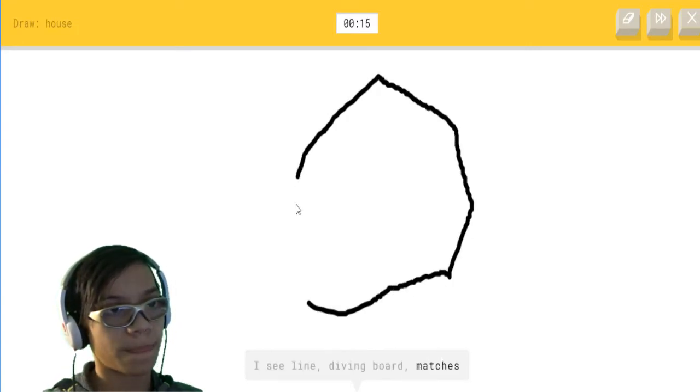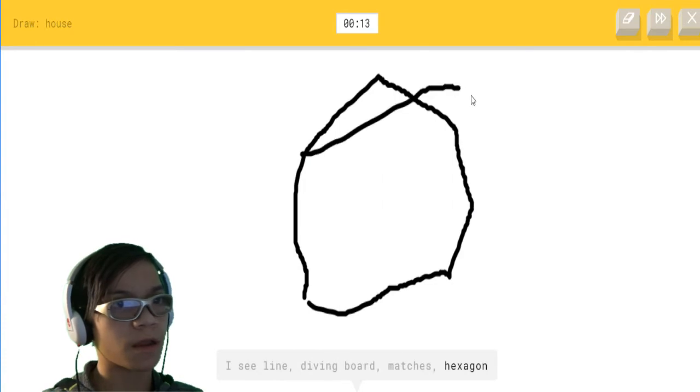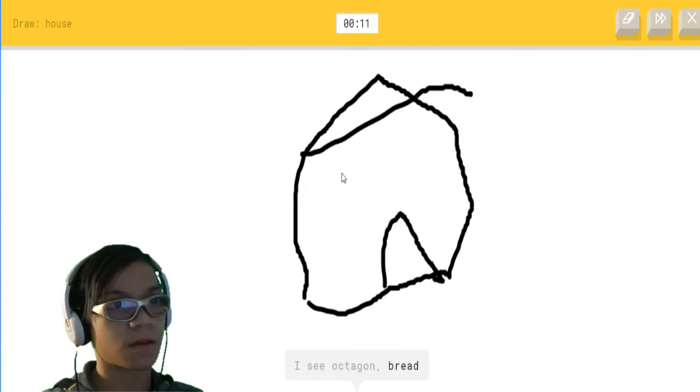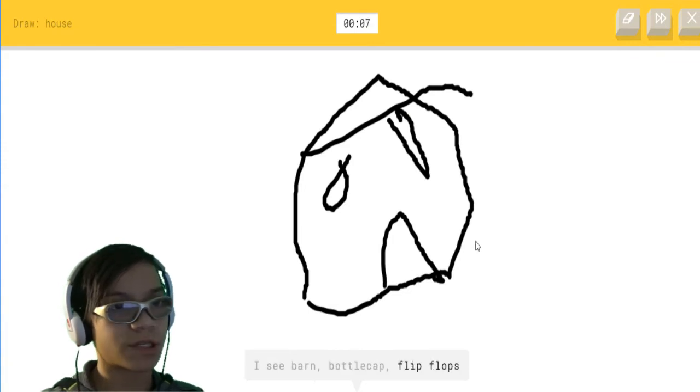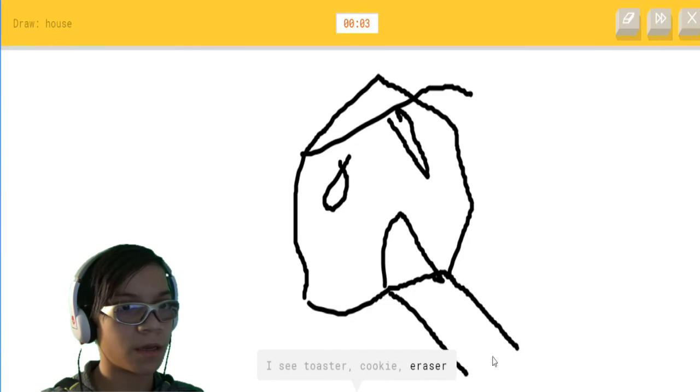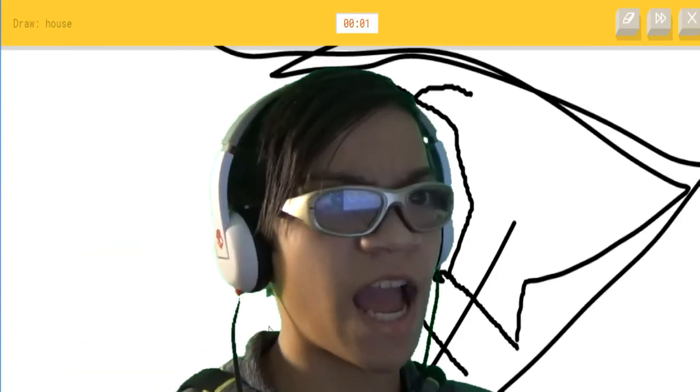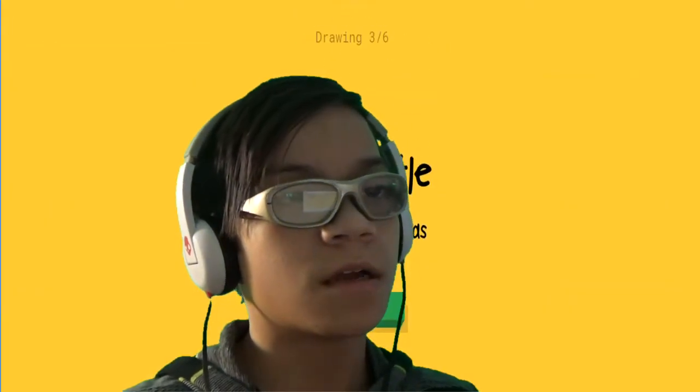Alright, house. I see line. Or diving board. Or matches. Hexagon. I see octagon. Or bread. I see barn. Or bottle cap. It's a house! Flip-flops. Or compass. I see toaster. Or the little cookie. Walkway. Or eraser. Or yoga. I see campfire. Or helicopter. Sorry, I couldn't guess it.